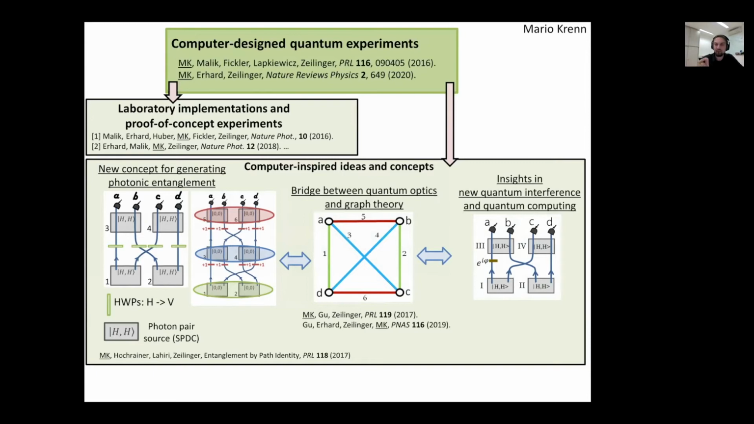Furthermore, we found that this type of entanglement generation is directly related to colored graphs. So therefore, we in some way found a hidden bridge between quantum optics and graph theory. This allows us to translate questions in quantum physics to graph theory, answer them there, and translate the question back to quantum physics. In that way, this connection has led to a number of insights into new quantum interference and new quantum computing techniques. And I would like to mention one.